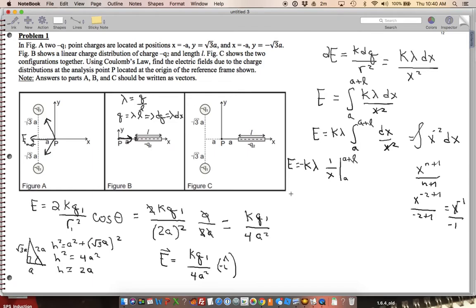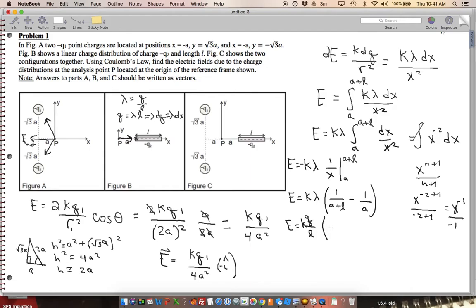Okay, so that's going to be E equal to K lambda, and substituting in, I'm going to have 1 over A plus L minus 1 over A. Now I can substitute back in for lambda. So E is equal to K, and remember, lambda is equal to Q over L, so I'm going to have Q over L. I forgot my K.